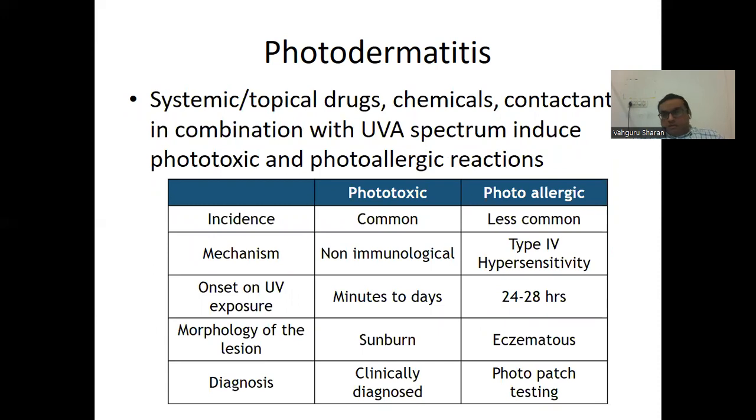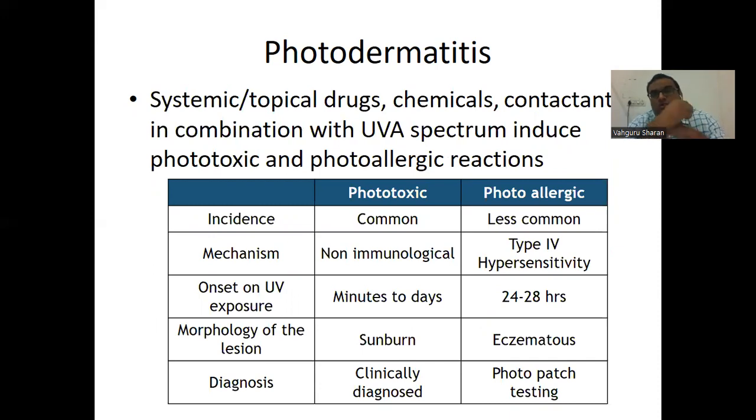What can cause photodermatitis? Systemic or topical drugs, chemicals, and irritants in combination with the UVA spectrum induce phototoxic and photoallergic reactions.